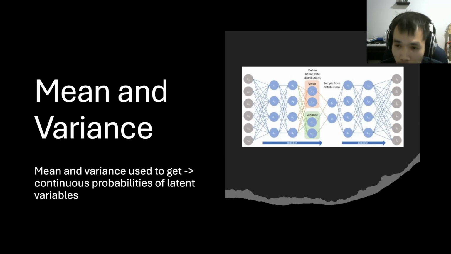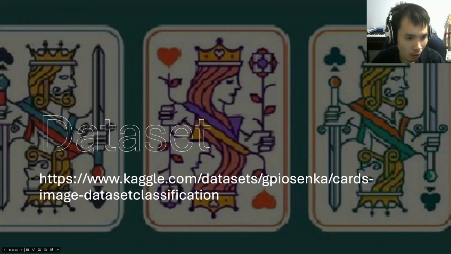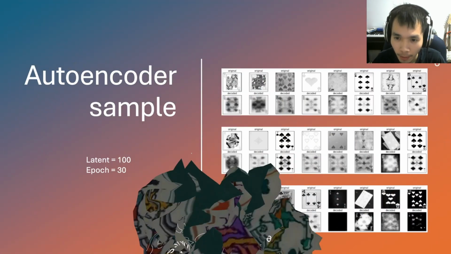It gets the continuous distributions from calculating the means and the variance instead. So using these two, we can get the probabilities. I guess we can quickly go over the dataset and the samples I've gotten from my code. The website's here. It's just 52 images of the cards in a deck.